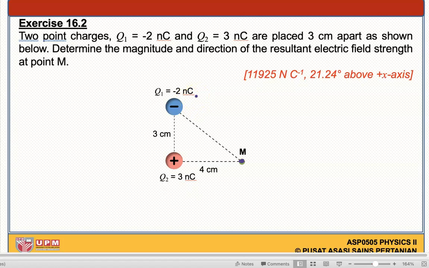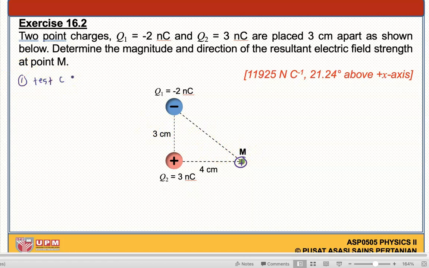Now remember, for electric fields, what do we have to do? We have to place a test charge at that point. So instead of placing M, put a test charge. That is more beneficial. So a test charge is placed. The test charge has negligible value. We are just using it to calculate the electric field. So what is the direction? First is the test charge.